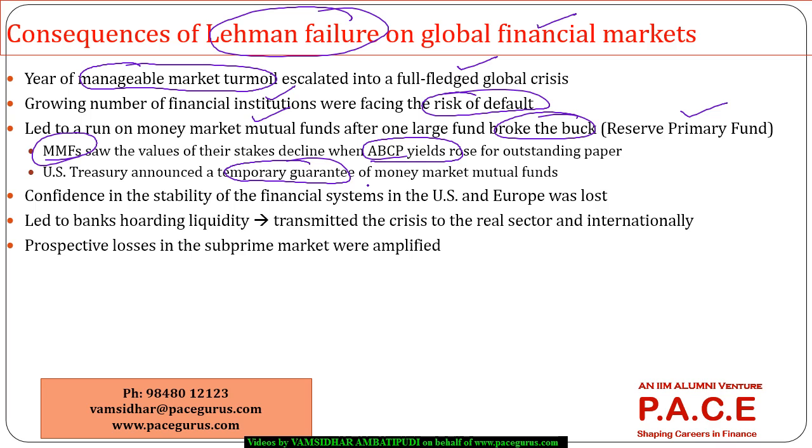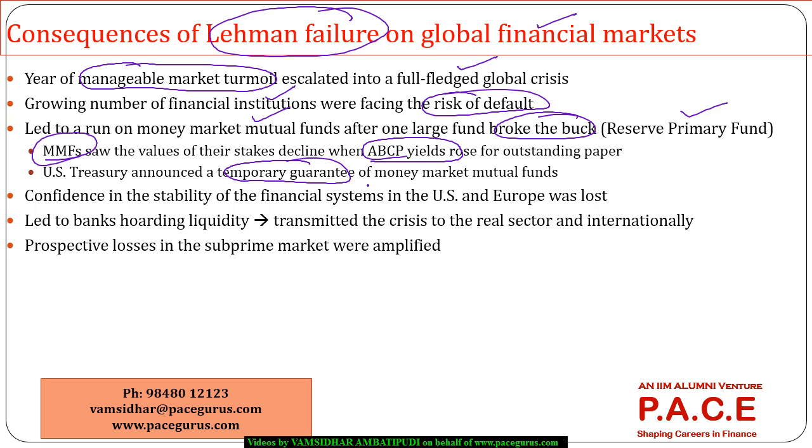The confidence in the entire stability of the financial system got completely hurt. Another major consequence: liquidity became a major concern for the banks. They were not willing to lend, with a kind of apprehension that they would not be able to raise capital in future at all. So there was a kind of stalling of the entire process. There were hardly any transactions occurring during the period.